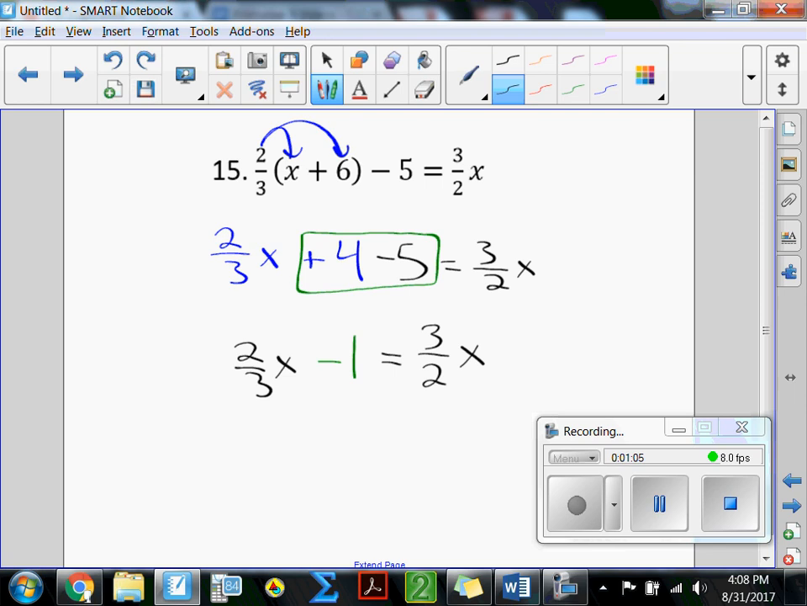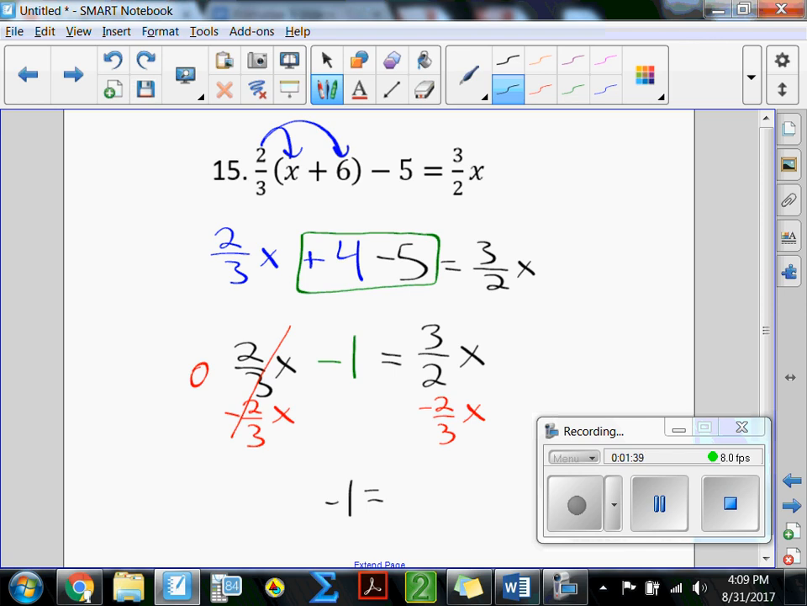I have an x on both sides of the equation. Since my constant, negative 1, is on the left, and there is no constant on the right, I'm going to bring my variable term over to the right, which means I need to make it equal to 0 on the left. So subtract 2/3 x will make that equal 0. I need to subtract 2/3 x here as well. So now I have negative 1 equals 3/2 x minus 2/3 x.